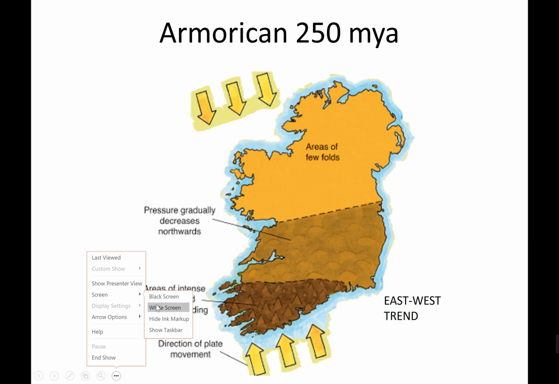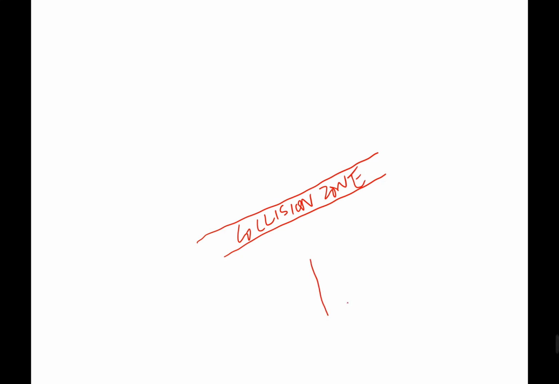So what I'm trying to explain here is the collision zone. So if this is the main collision zone, okay, and we have the African plate down here, and we have the Eurasian plate here. Ireland was located just to the north of the collision zone. Right? Beautiful representation of Ireland.